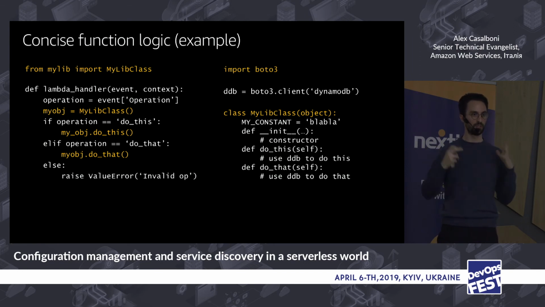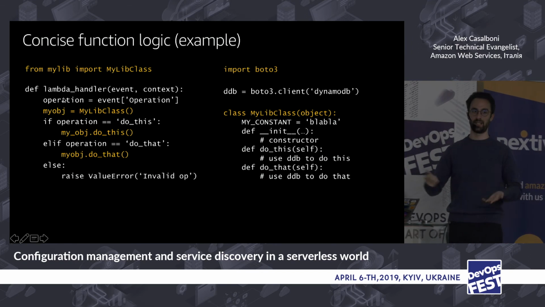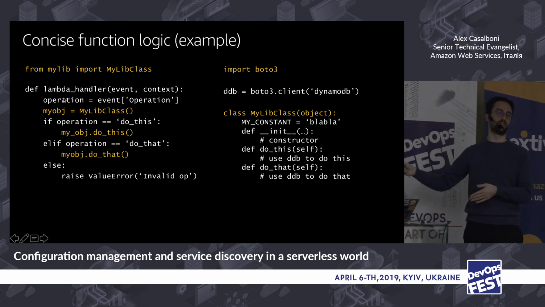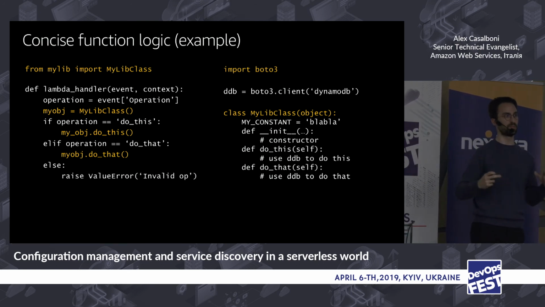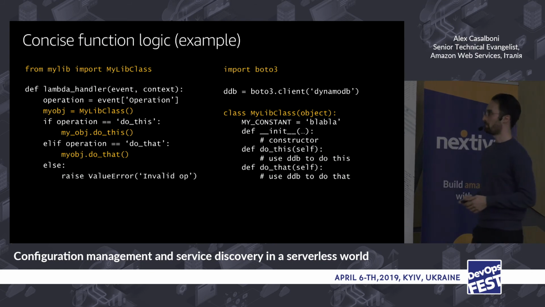A lot of people are concerned about lock-in. Okay, if you implement your stuff like this, you're not bound to Lambda. Lambda is 10 lines of code. Your business logic is somewhere else. Okay, so think differently, organize your code differently, and you save a lot of problems later.